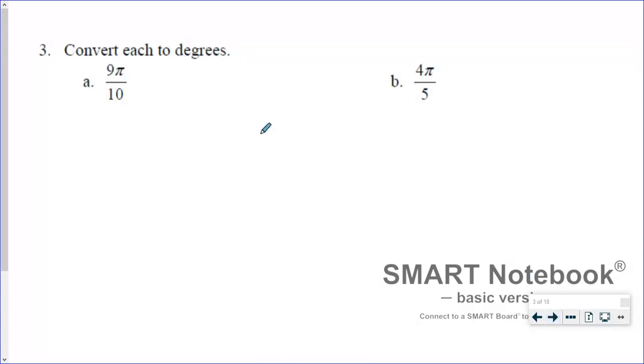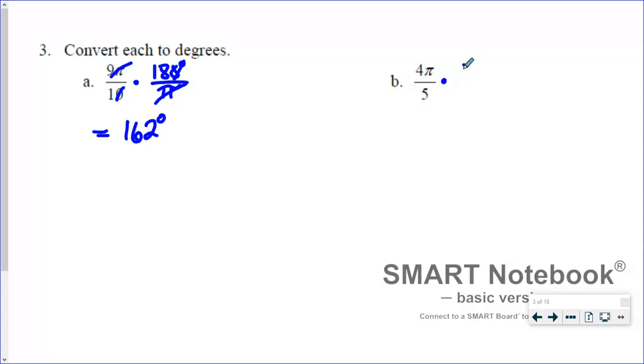All right, convert each to degrees. So now we're going the other way. So now we multiply by 180 over pi. You just flip it. Whichever one you want to get to goes on top. So here, our pi's will cancel. 180 divided by 10 is 18, and 9 times 18, 90 and 72 make 162 degrees.